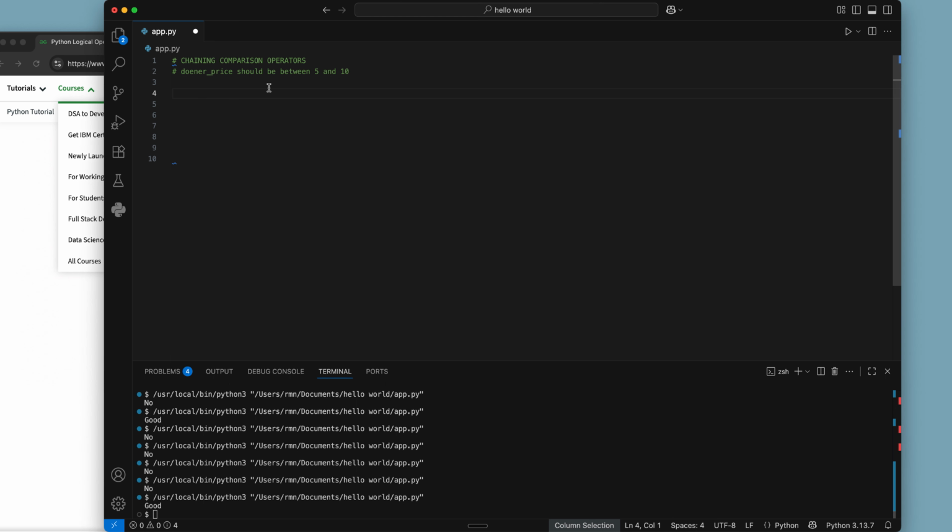Okay, this one is about chaining comparison operators. And let's say the Döner price should be between 5 to 10 euros. It shouldn't be less than 5, because then you really have to be concerned about the quality of the stuff that they put in there, like where does the meat come from. It shouldn't be more than 10 euro, because it's just ridiculous.